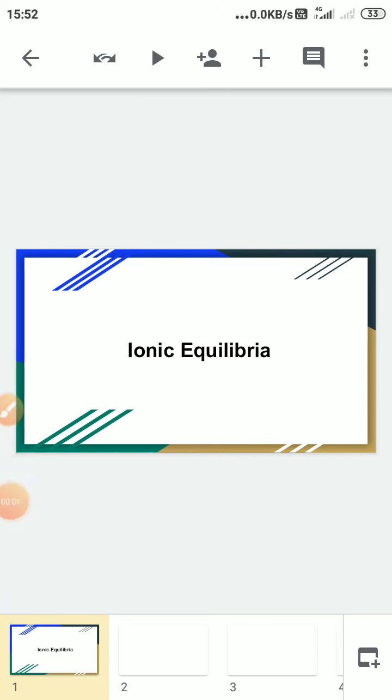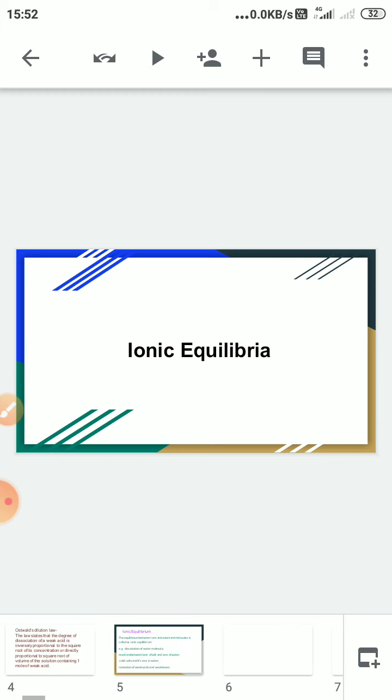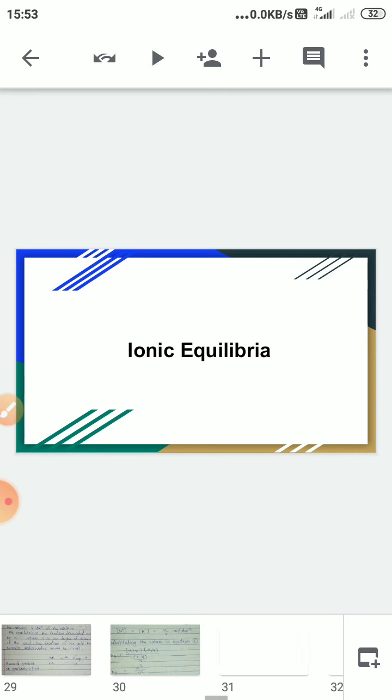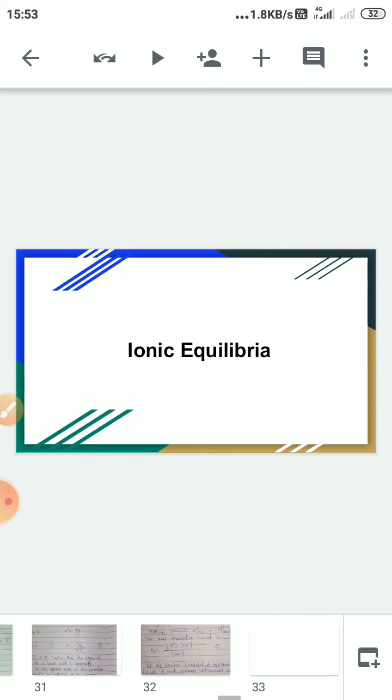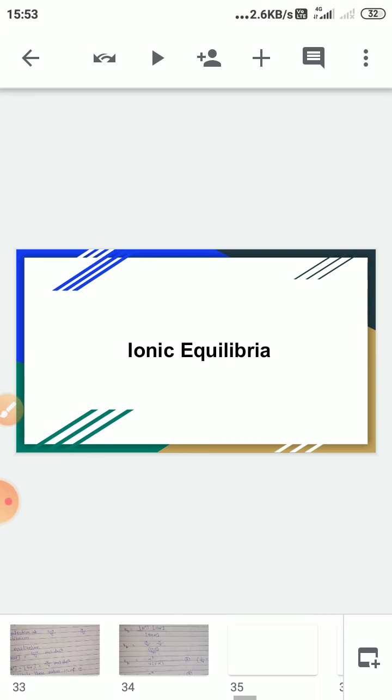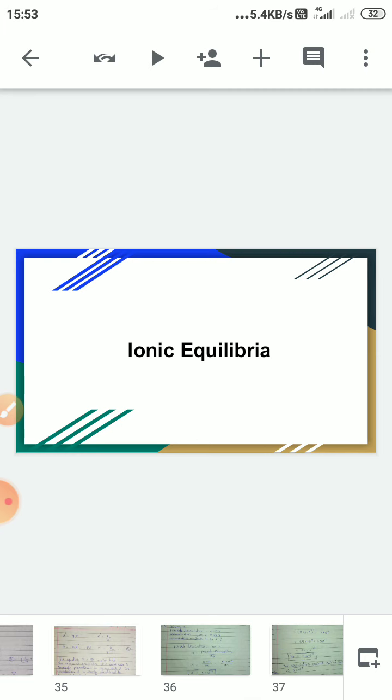Hello friends, today we are going to start numericals based on degree of dissociation and Ostwald's dilution law. Already we have seen three formulas based on degree of dissociation. The first formula: degree of dissociation, denoted by alpha, is equal to the number of moles dissociated divided by the total number of moles. By using this formula we can calculate the degree of dissociation.